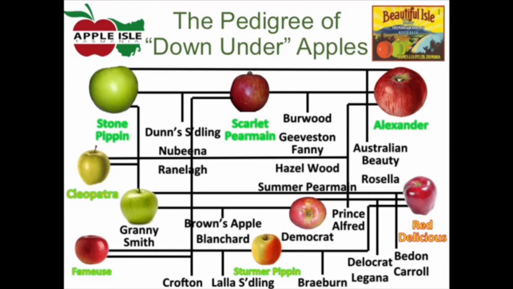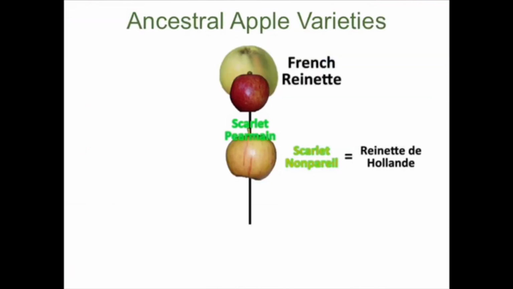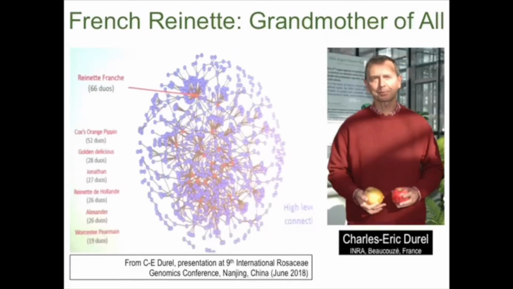So if we take Scarlet Pearmain, if I just go back, there was Scarlet Pearmain up in the top there. We can go back even further, because it turns out Scarlet Pearmain, we know its parent, and that's Scarlet Nonpareil, which is also a famous cultivar in Tasmania, not from Tasmania. But it turns out that Scarlet Nonpareil that's in Tasmania is actually Reynette de Holland. And then that one is a kid of French Reynette. We also know the other parent of it, but French Reynette has been a really, really important one, because it turns out that French Reynette pretty much is the grandmother of everything. That's the way we see it these days.